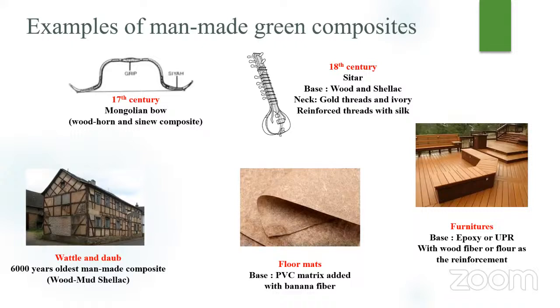Now, examples of man-made green composites: we can say the Mongolian bow, which is made up of wood, horn and sinew composite. Then the sitar from the 18th century, its base is wood and shellac. Shellac is again a naturally occurring polymer. Its neck is made up of gold threads and ivory, which is reinforced with threads and silk.